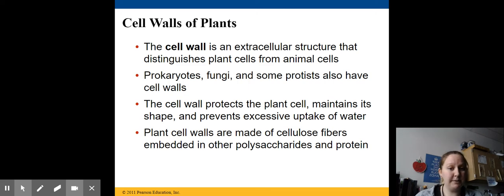They protect the plant cell, maintain shape, pack cells tightly together, and prevent the excess uptake of water. Too much water is actually bad for plant cells. So we need to be able to create that balance of what is too much and what is just enough.